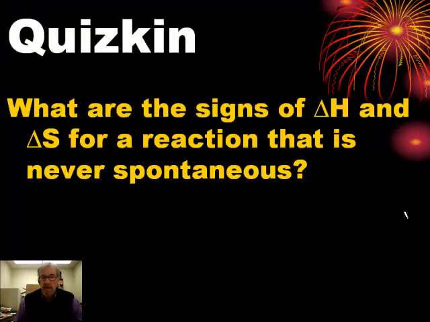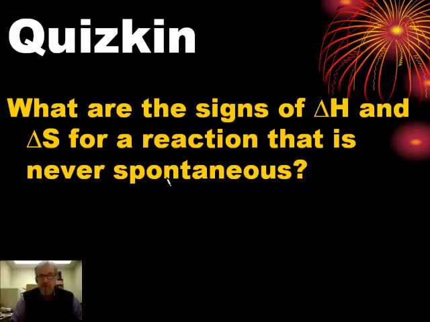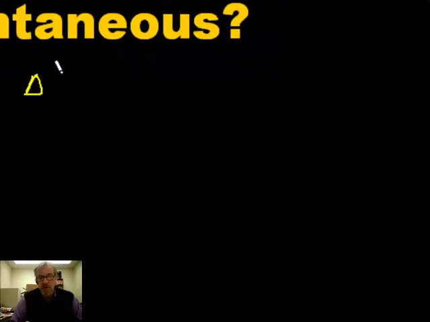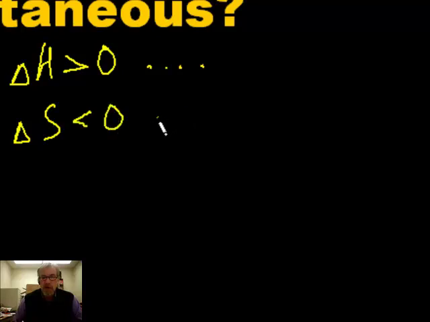Next question is asking, what are the signs of delta H and delta S for a reaction that's never spontaneous? Well, increases in stored internal energy, in other words, a positive delta H, would favor non-spontaneity. And when the reaction gets more ordered, in other words, there's a decrease in entropy, that would also be non-spontaneous. So changes in which the enthalpy is increased while the entropy is decreased will never be spontaneous.